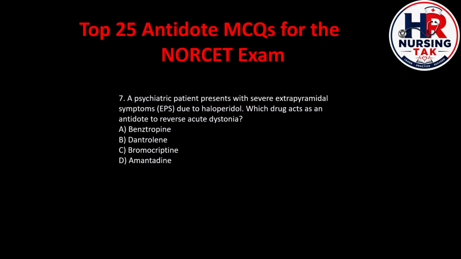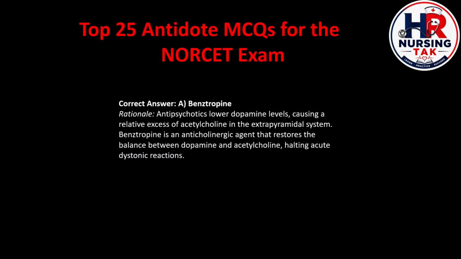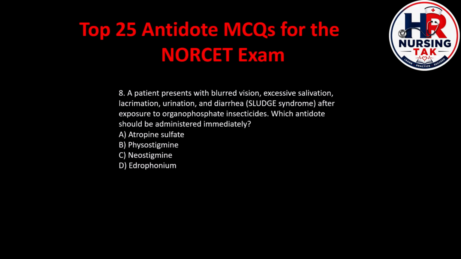Question 7. A psychiatric patient presents with severe extrapyramidal symptoms, EPS, due to haloperidol. Which drug acts as an antidote to reverse acute dystonia? A. Benztropine, B. Dantrolene, C. Bromocriptine, D. Amantadine. Correct answer A. Benztropine. Rationale. Antipsychotics lower dopamine levels, causing a relative excess of acetylcholine in the extrapyramidal system. Benztropine is an anticholinergic agent that restores the balance between dopamine and acetylcholine, halting acute dystonia.